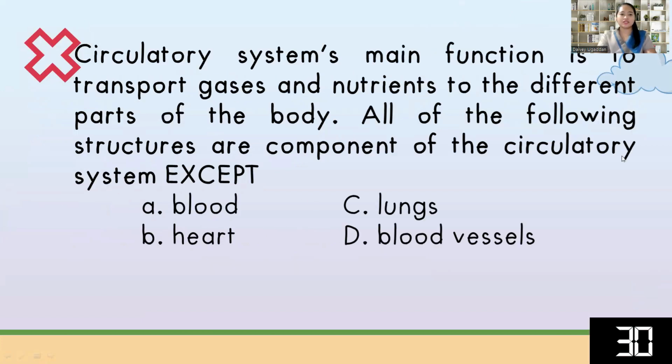Question number 5. Circulatory system's main function is to transport gases and nutrients to the different parts of the body. All of the following structures are components of the circulatory system except A. Blood, B. Heart, C. Lungs, D. Blood vessels. Please key in your answer in the comment section.